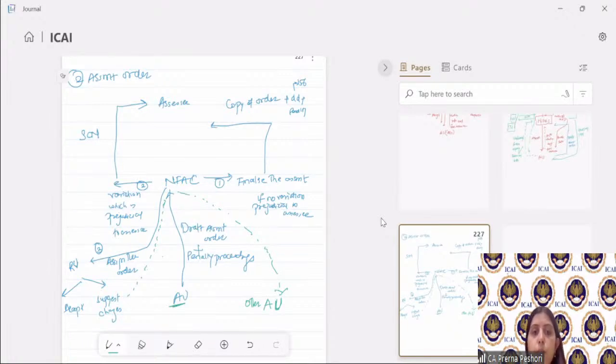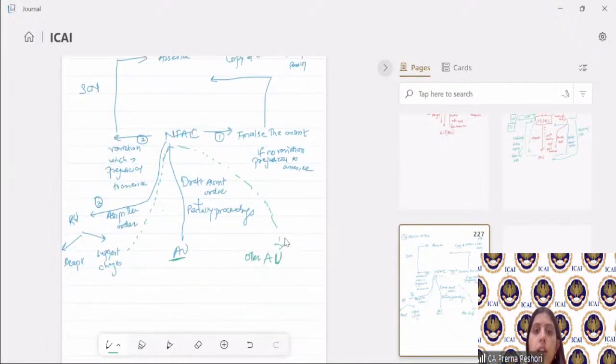And this other AU will then send the final draft assessment order. Now again, when the NFSC receives the final draft assessment order, it has two options. Either it can finalize the assessment if there is no variation prejudicial to the interest of the assessee, or it can issue the show cause notice if there is a variation which is prejudicial to the interest of the assessee.